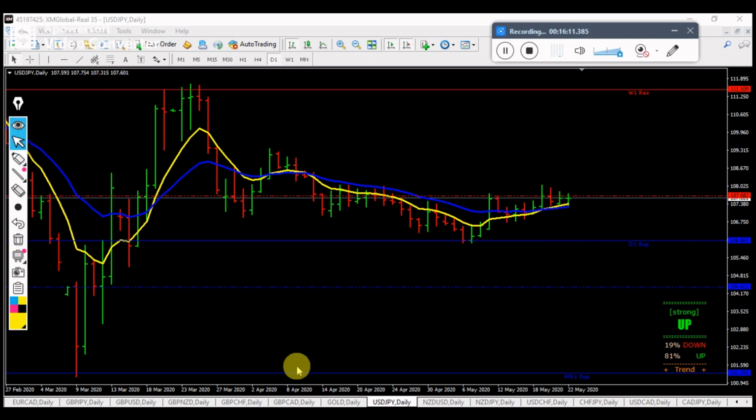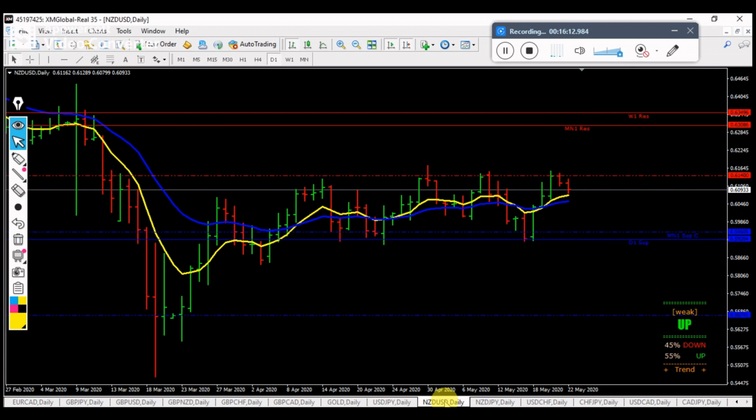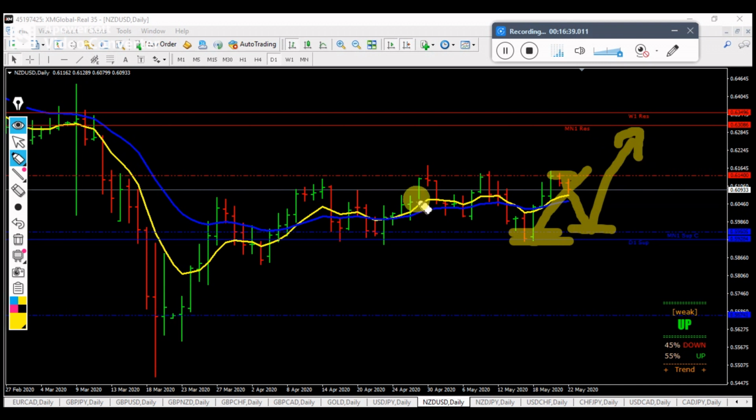So let's move to our next pair, which is NZD USD. As I told you before, I was expecting NZD to go up. As you can see, we bought it from this level, and we already got about 150 pips from that. It touched one of our resistance levels and started coming down. So if it comes down to this level again, I'm gonna buy because I'm expecting NZD USD to go up.